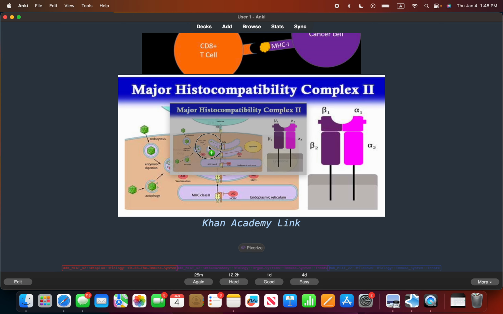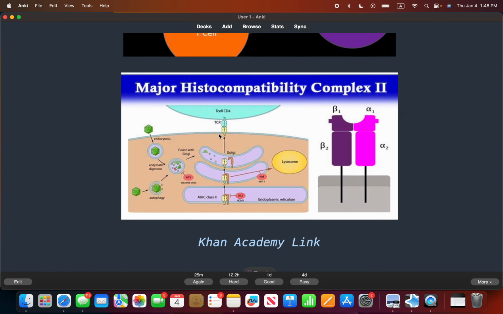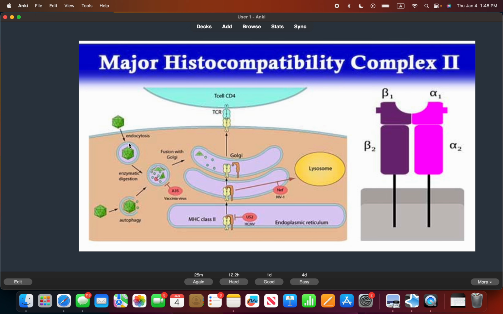That's probably the T cell receptor. And then you have endocytosis, enzymatic digestion, autophagy, fusion with Golgi, and then MHC2 class, and then lysosome.